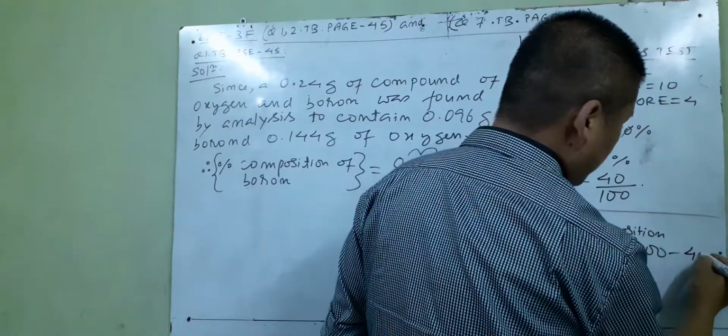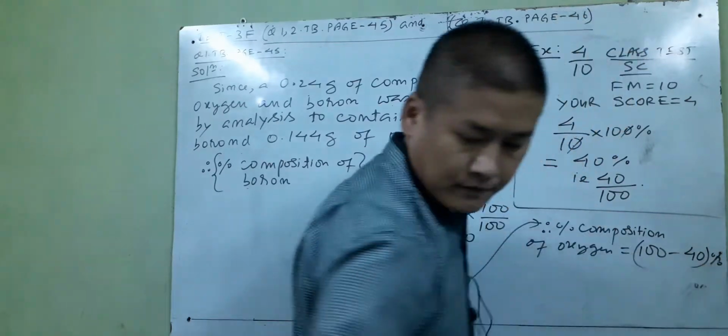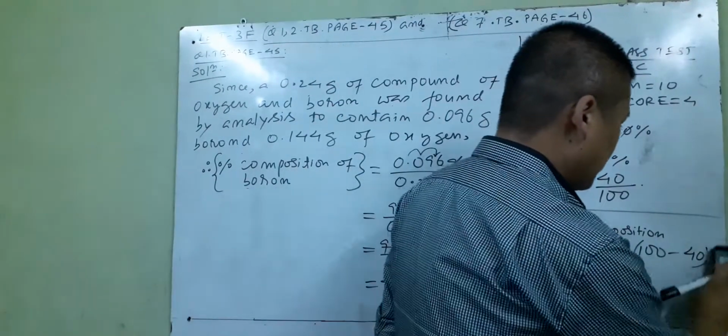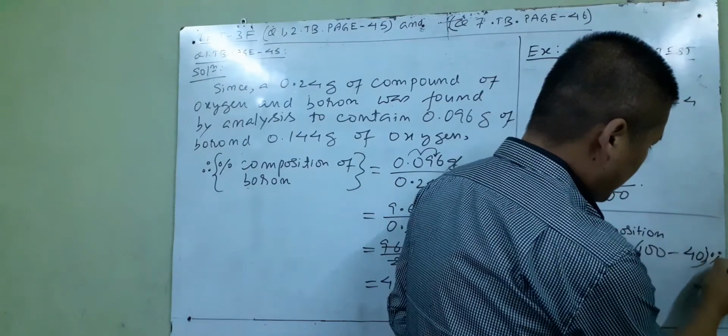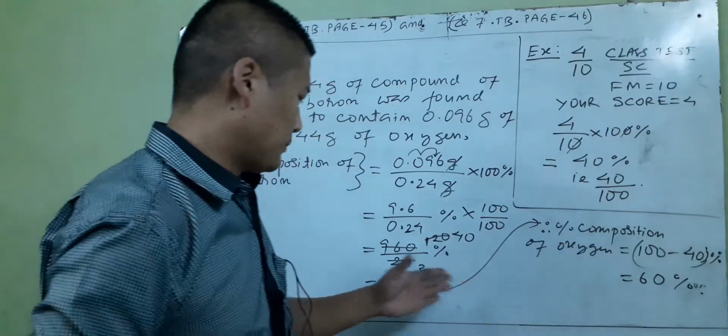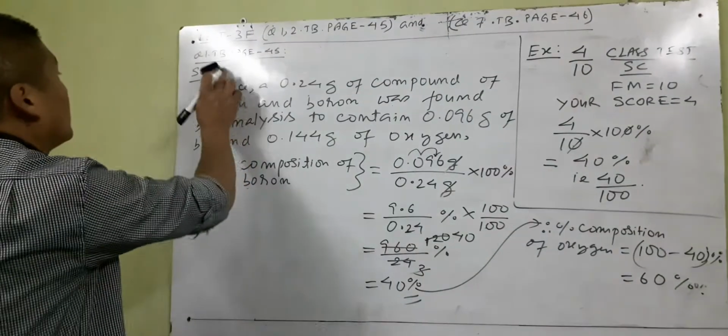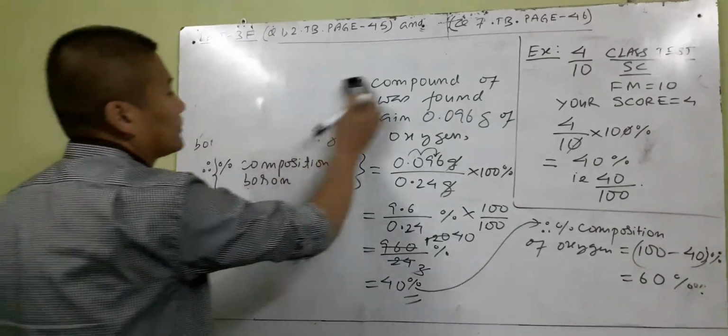100 minus whatever is boron, that much percentage. So you would imagine that the answer is quite simple now. Here 60% is oxygen. So oxygen is more in composition compared to boron. So that's your answer. Now let's go to 2.